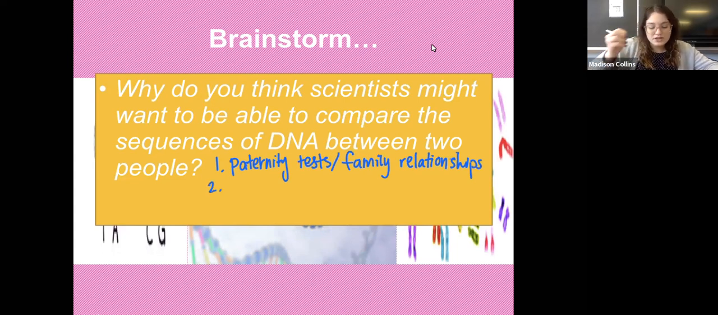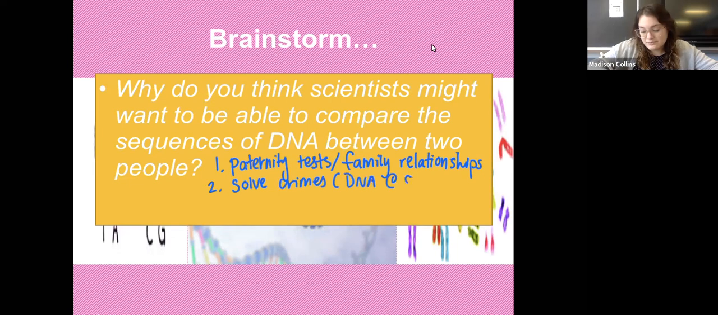All right, number 2, you can also use DNA testing to solve crimes. If there was DNA found at a crime scene, we can use DNA testing to figure out or to test possible suspects and figure out who committed the crime.